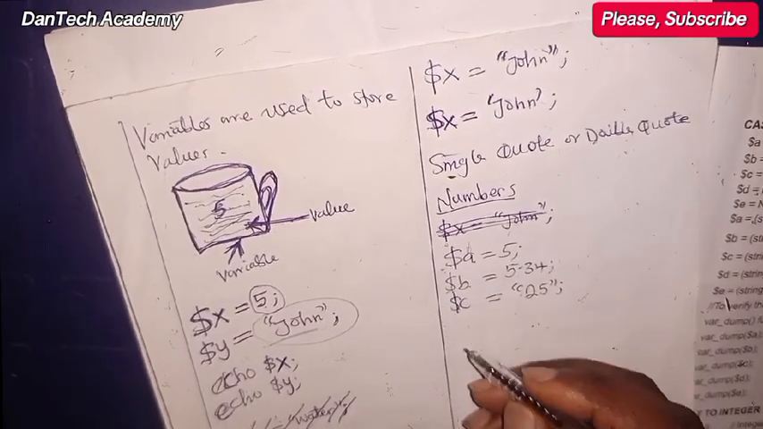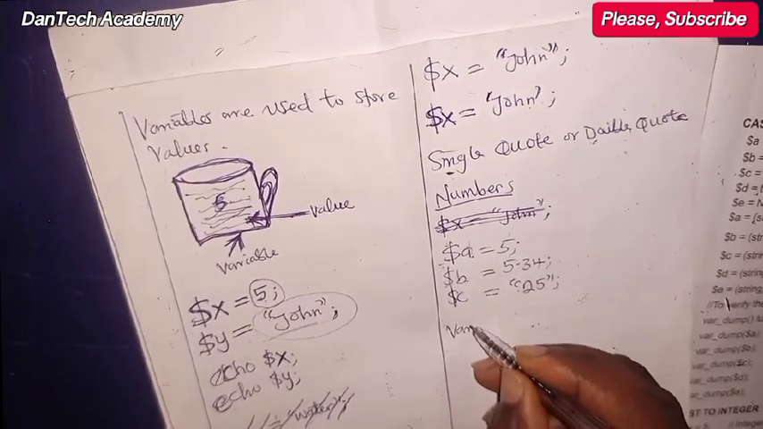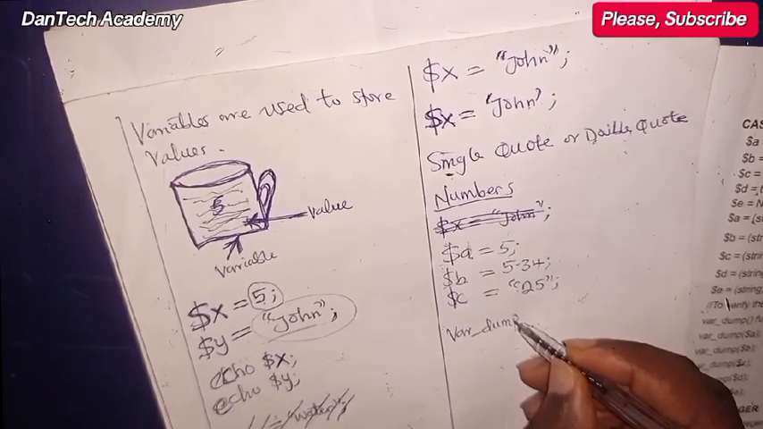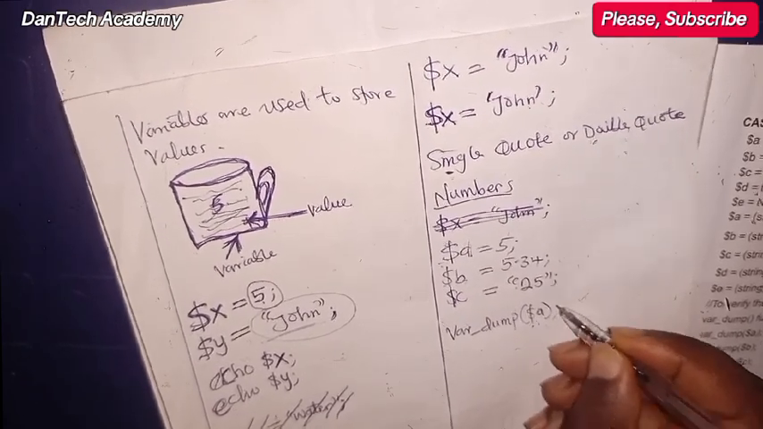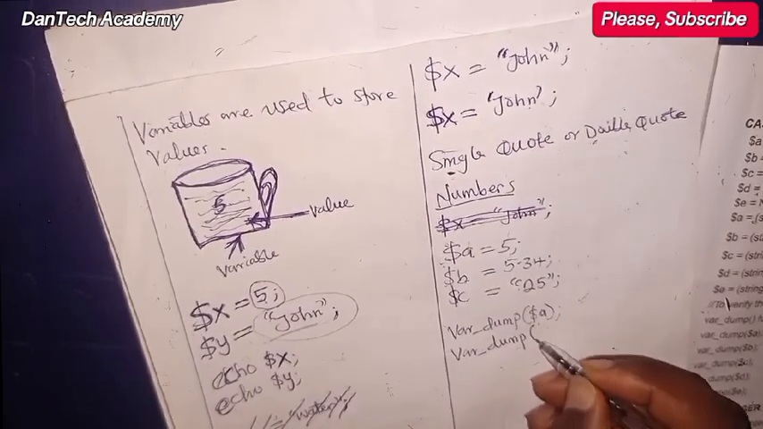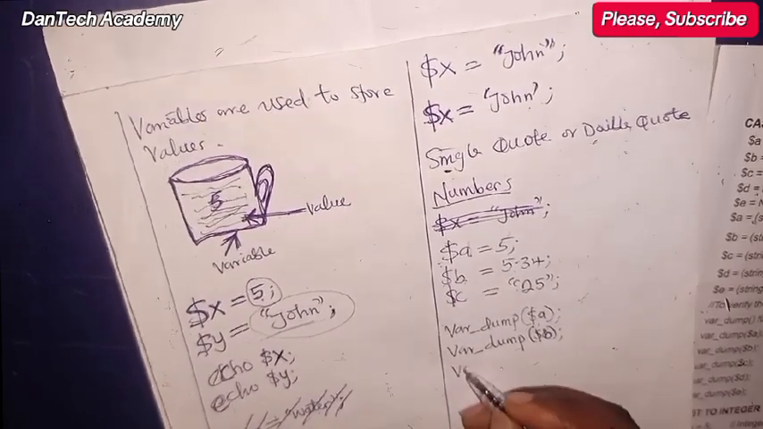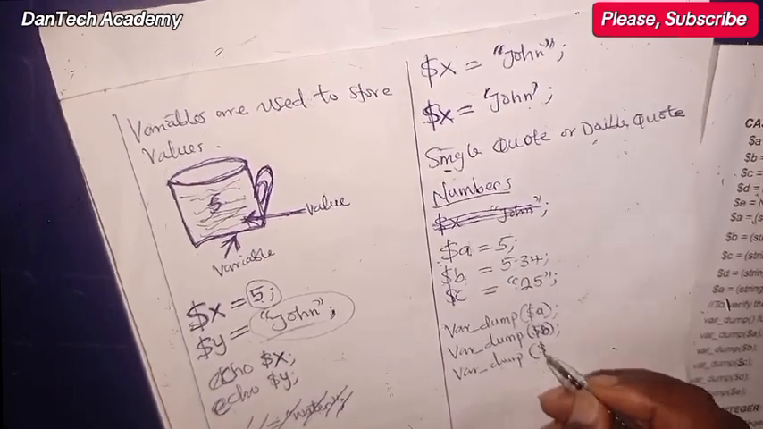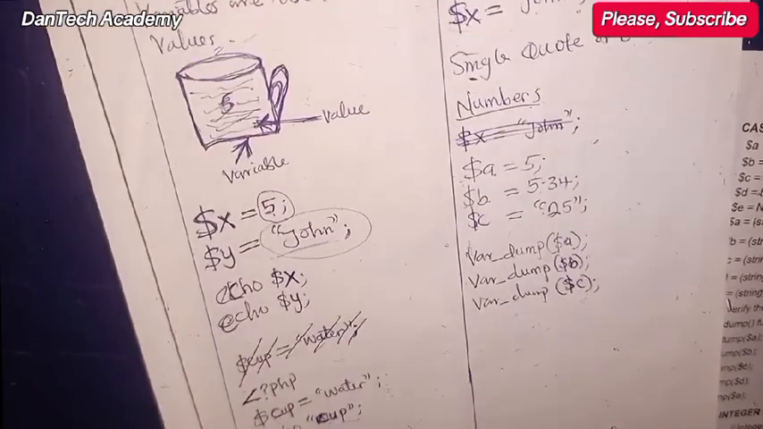So now, if I say var_dump($a), and in the next var_dump I put $b, and in the next one I put $c. What does this simply mean?